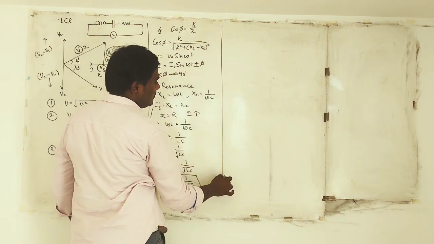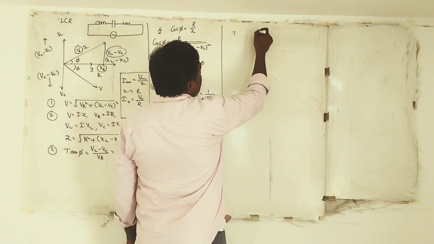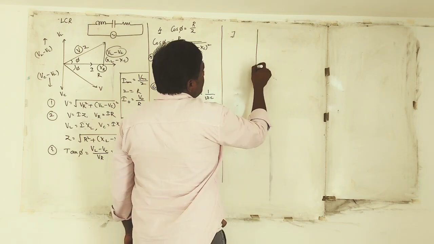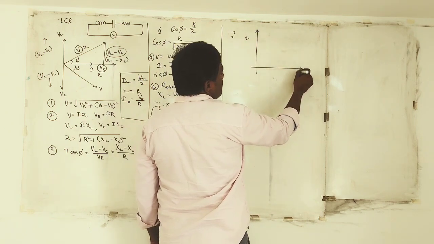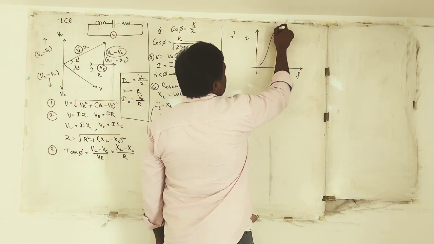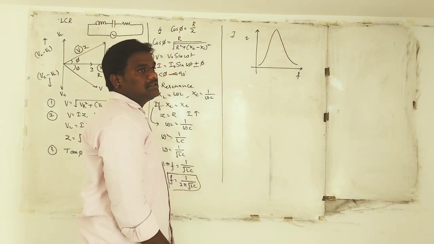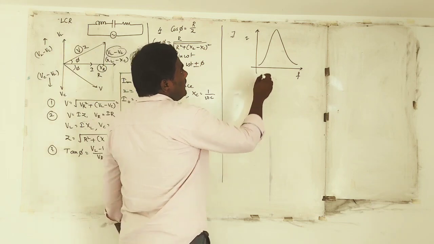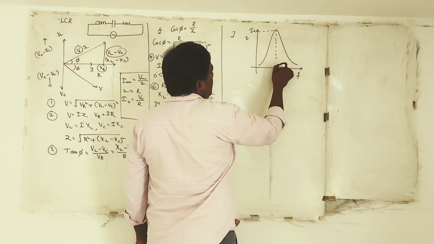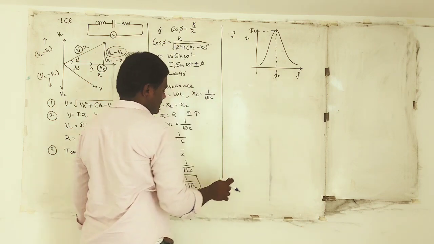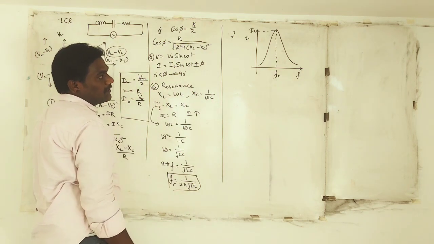Now, as I told, if you draw the graph, taking frequency versus current, current I along the y-axis and frequency along the x-axis, the graph looks like this. This is called the resonating current. Where current becomes maximum, the corresponding frequency is called the resonant frequency. Just now I said this is called resonant frequency FR.